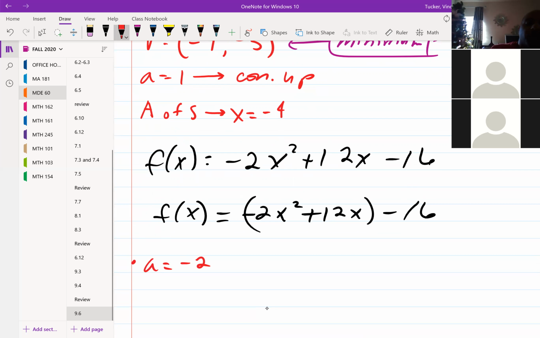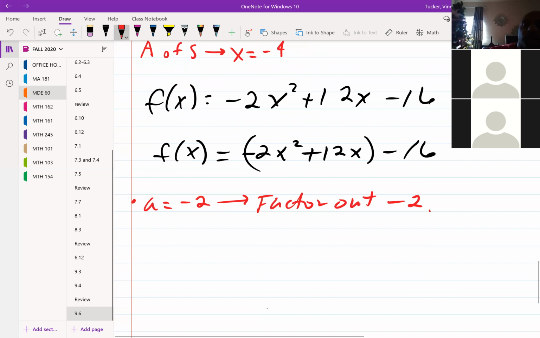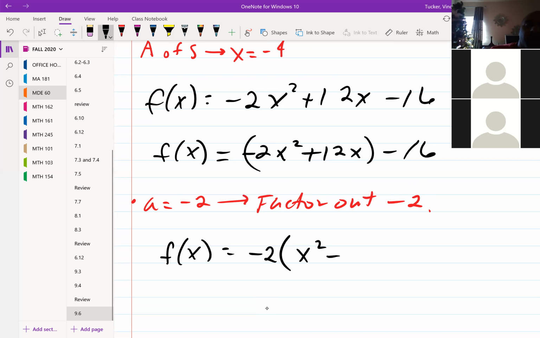a is equal to negative 2. So we're going to factor out negative 2 from each term. So we're not factoring out negative 2 from the 16, but from the negative 2x squared and the 12x. So negative 2 is on the outside. It'll be x squared minus 6x. And that minus 16 is still in the back.